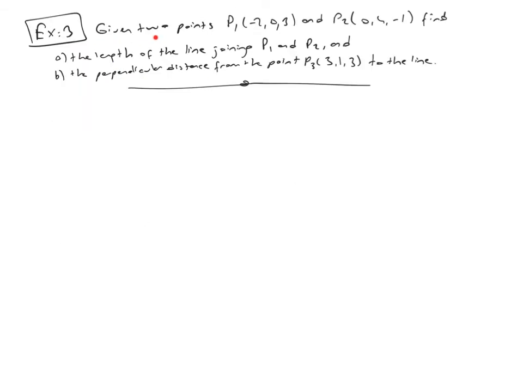Example 3. Given 2 points P1 and P2, find the length of the line joining P1 and P2. Let's go step by step. Let's say this is the origin, this is point P1, this is point P2. This is vector OP1 and this is vector OP2. And this is the line joining P1 and P2, which is vector P1P2.